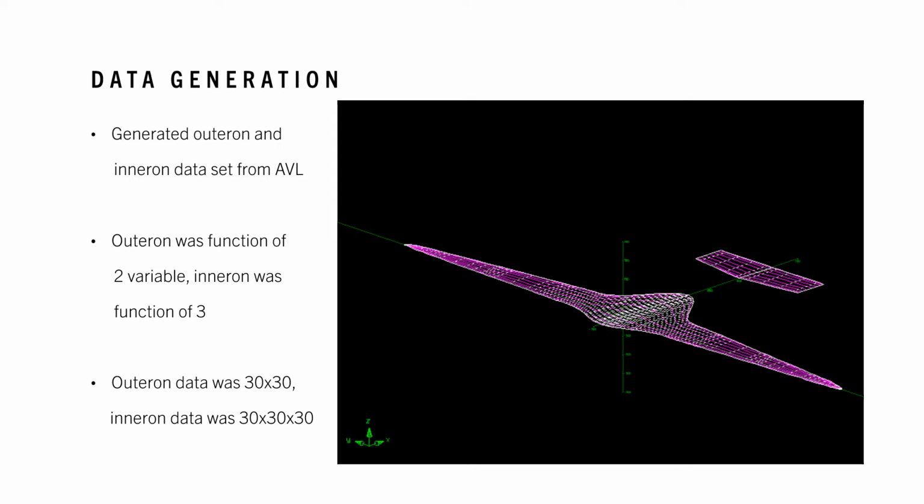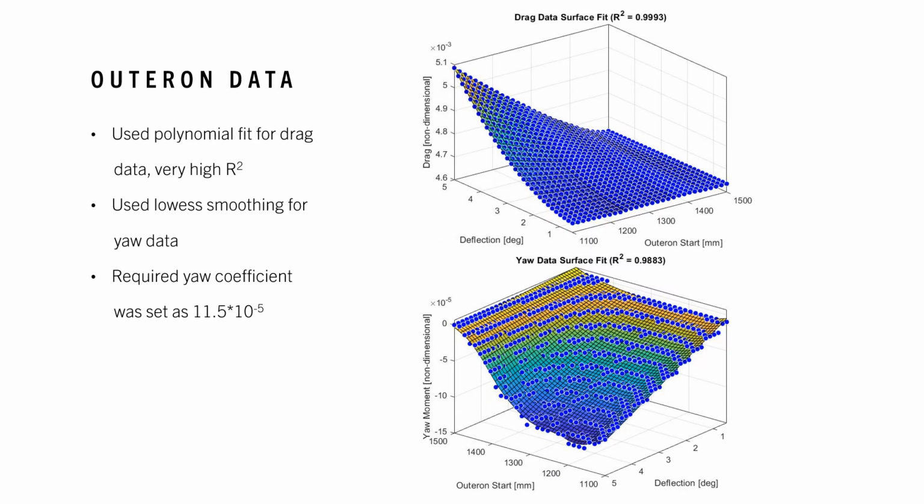I would have had higher resolution data sets, but this took roughly 24 hours of processing time. Possibly in future work I might use more. So since the outeron data was a function of two variables, I used a surface fit to model each of the data before optimizing it.